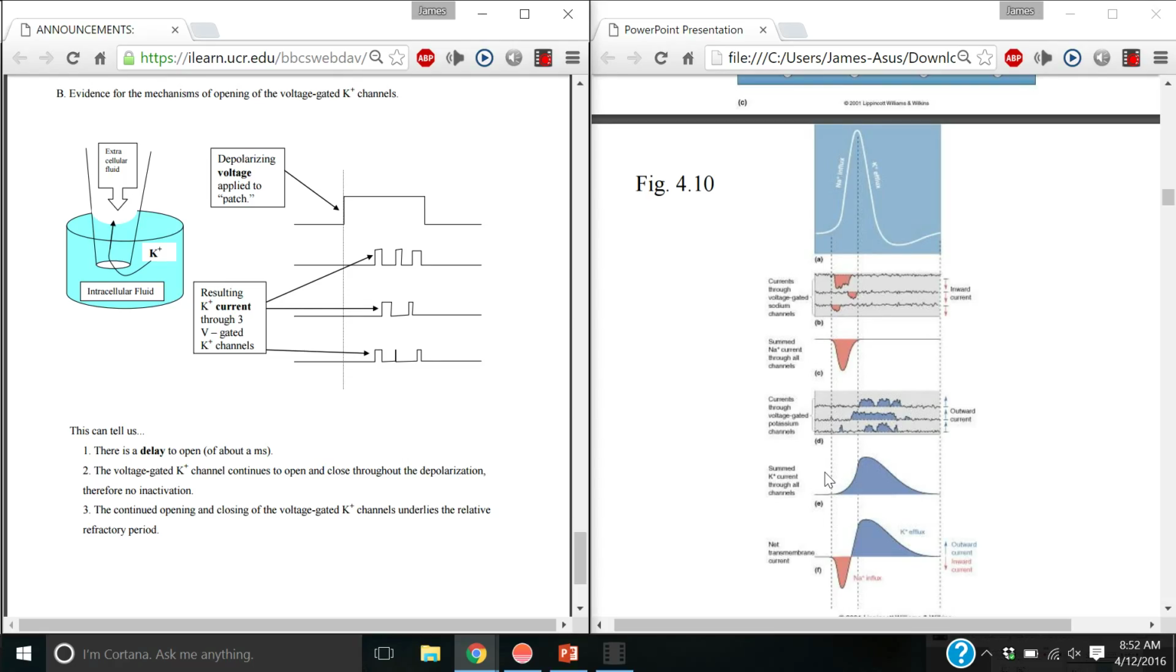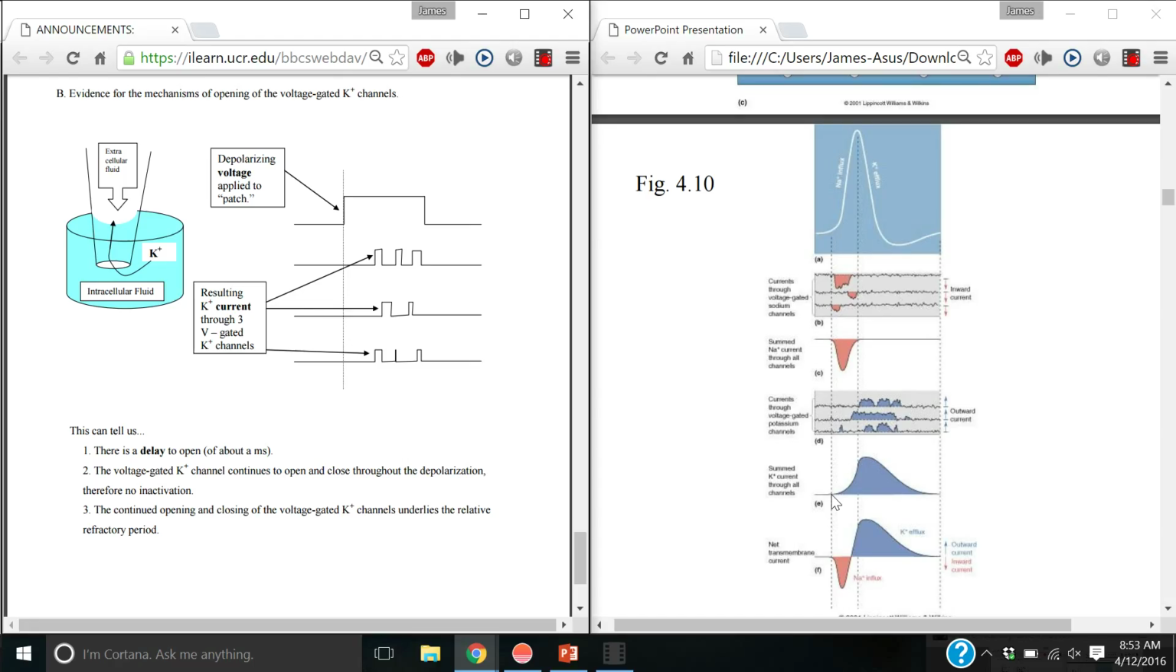So this is not a clamp now. This is trying to show what's going on during the action potential itself. What's causing the falling phase is voltage-gated potassium channels. You see they're not opening as quickly as the voltage-gated sodium channels, right? So they're open with a delay, and they continue to open and close repeatedly, versus a single opening for the voltage-gated sodium channels.